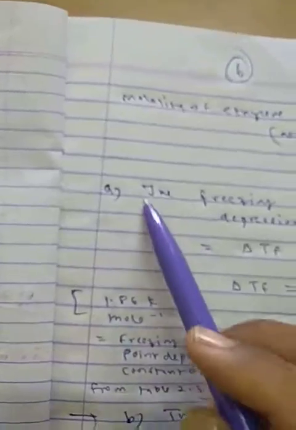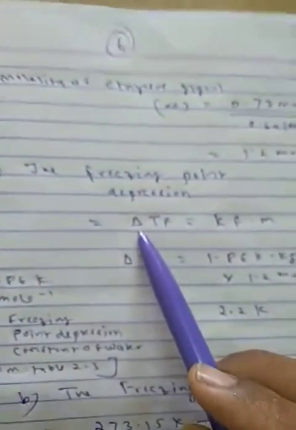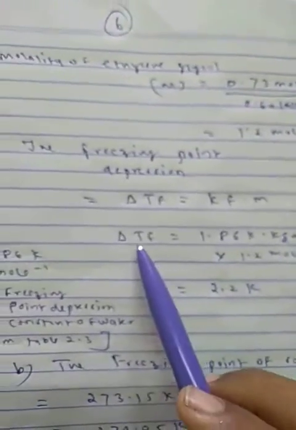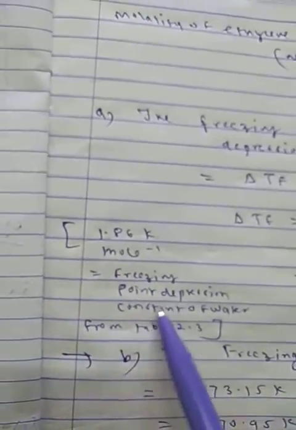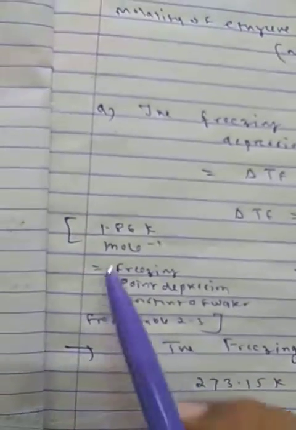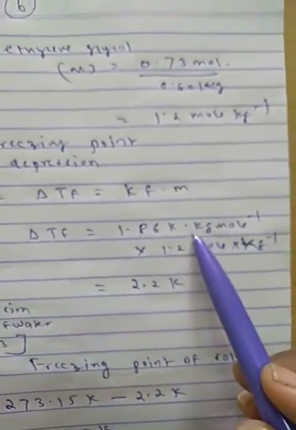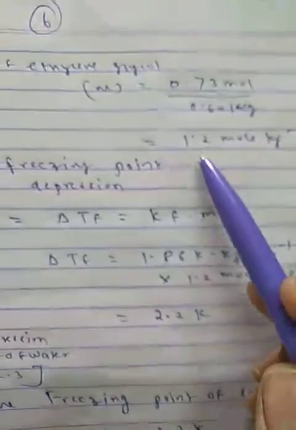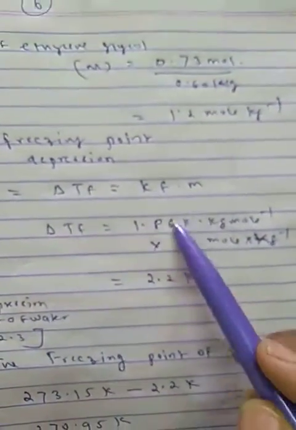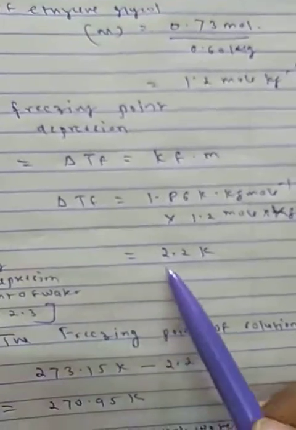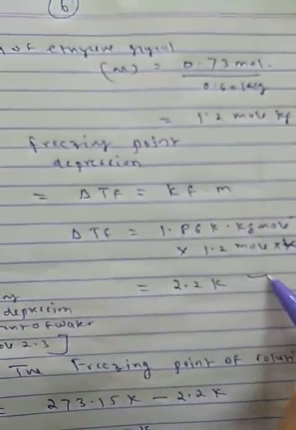Now we have to calculate first A, the freezing point depression, that is delta Tf is equal to Kf into m. The freezing point depression constant of water from table 2.3 is 1.86 kilogram per mole. You can see the table. So delta Tf is equal to the Kf value 1.86 kilogram per mole multiplied by the molality m we found here. Multiply Kf and m, and you will get delta Tf equal to 2.2 K. This is how we find A.